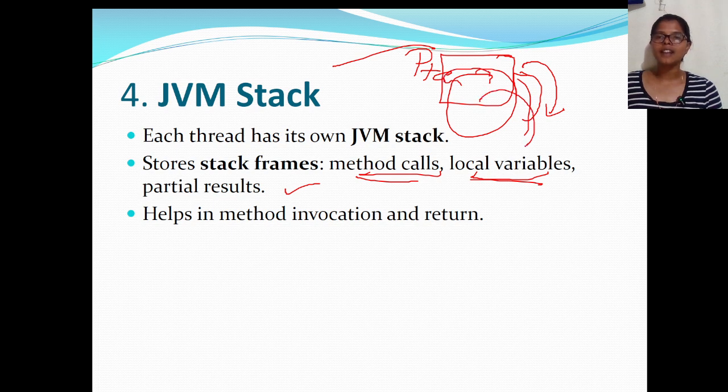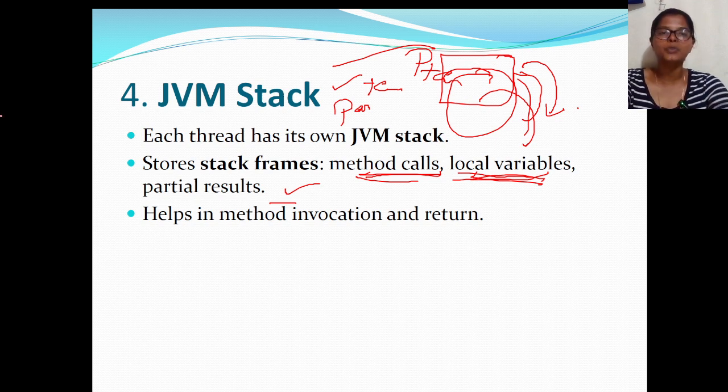After that, we cannot access it. So that is called a local variable. When we discuss the variables concept, then you'll understand the local variable. When we discuss the method concept, then you can understand method calling. Okay, partial results. So simply we can say the JVM stack stores the temporary or partial data. So it is not stored permanently. Such kinds of results or data will be stored in the JVM stack.